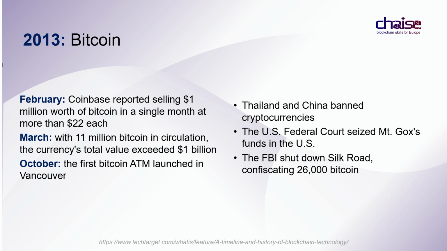But it wasn't all good news for digital currency. Both Thailand and China banned cryptocurrencies. The US federal court seized some funds in the US, and the FBI shut down Silk Road, confiscating 26,000 Bitcoins.